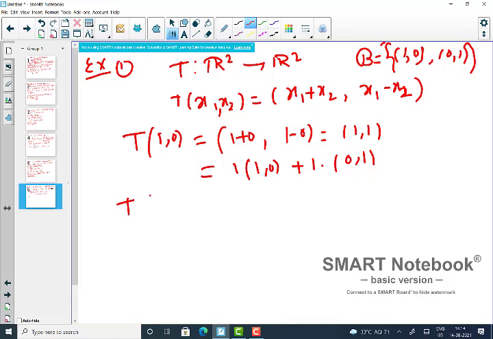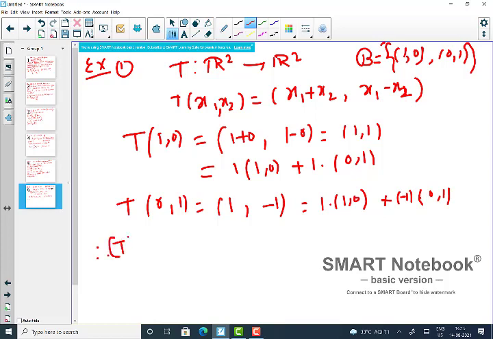Similarly, for 0 1, what do you have? You have 1 and then minus 1, right? Which is nothing but 1 times 1 0 plus minus 1 times 0 1. So the second column vector is this, and hence the matrix representation of T with respect to this basis B will be 1 1 1 minus 1. This is the matrix representation.